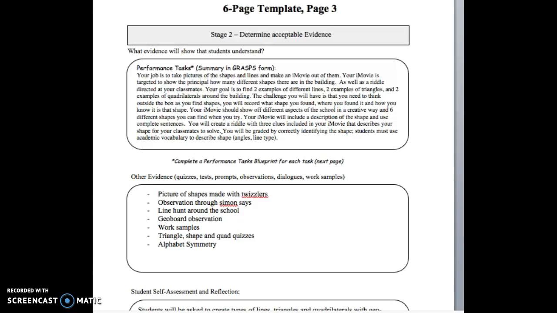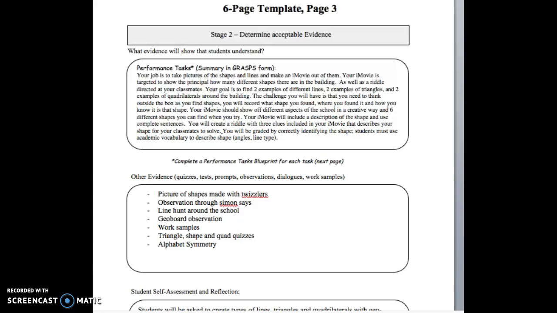Your iMovie should show off different aspects of the school in a creative way and 6 different shapes you find. Your iMovie will include a description of the shape and use complete sentences. You will create a riddle with 3 clues included in your iMovie that describe your shape to your classmates to solve. You will be graded by correctly identifying the shape, and students must use academic vocabulary to describe the shape.